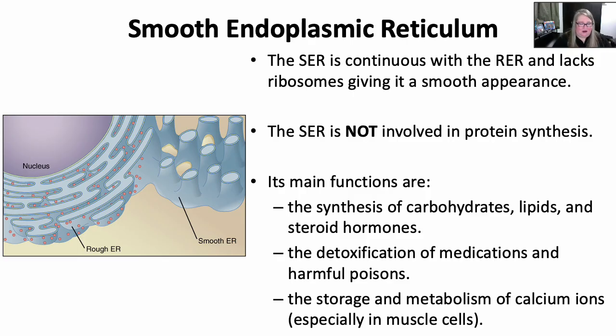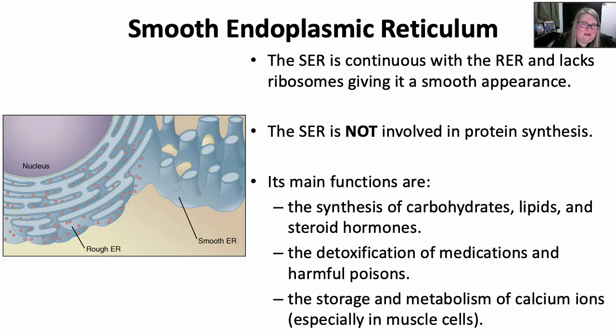So we've talked about the RER and the fact that it makes proteins and phospholipids. We now need to talk about the smooth endoplasmic reticulum, or the SER. So the SER is attached to the RER. It's continuous, and it's continuous with the nuclear envelope as well.